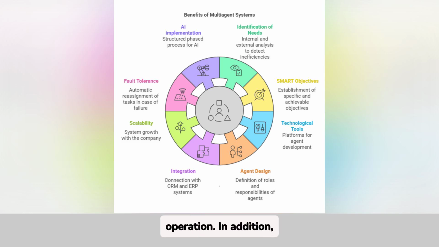In addition, self-adjustment and workload redistribution policies can be defined so that existing agents can adapt their functions according to the company's growth. A key point is fault tolerance, which means that if an agent stops working, the system automatically reassigns its tasks to others, ensuring operational continuity. This reinforces the system's stability and flexibility, allowing it to evolve without affecting performance or user experience.